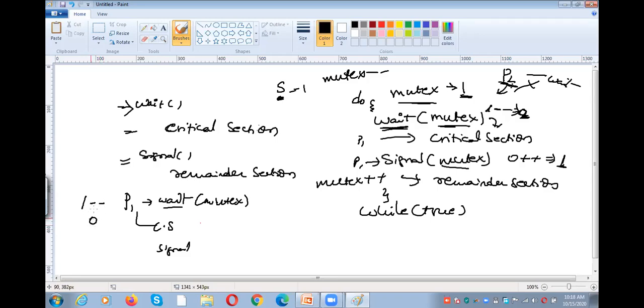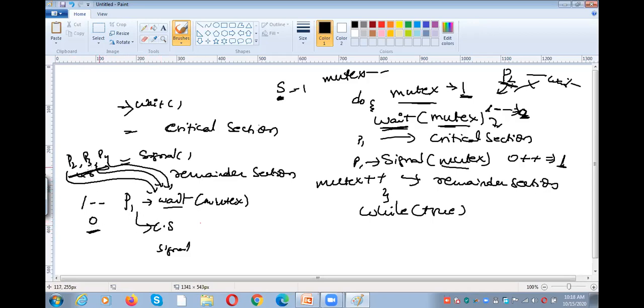So whenever it is 0, maybe P2, P3, P4, these processes are also willing to enter into the critical section. Every process tries to perform the wait operation in order to enter. But the semaphore value is 0 now. Why? Because P1 already decremented the mutex value to 0. So P1 is in the critical section now.